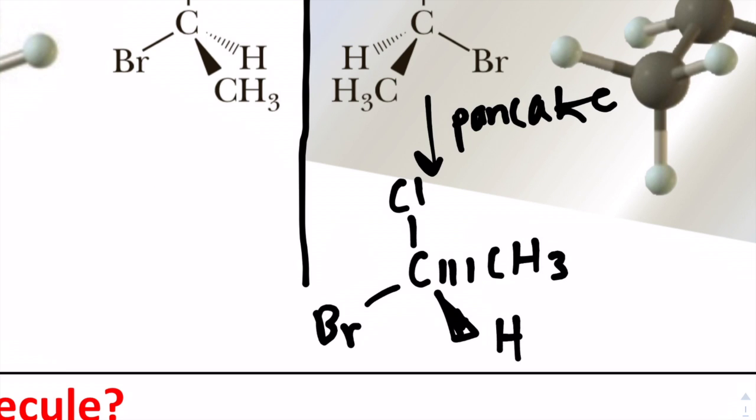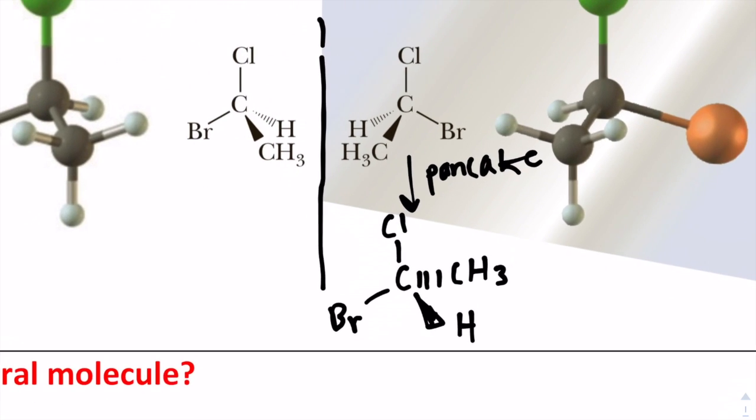Okay, so if I were to pancake flip this around, you can see that if I were to place this molecule back on top, that methyl group went from the wedge in the first picture to a dash in the second picture. And that hydrogen went from a dash to a wedge. So you can see that this mirror image is non-superimposable. And that's a property of chiral molecules.